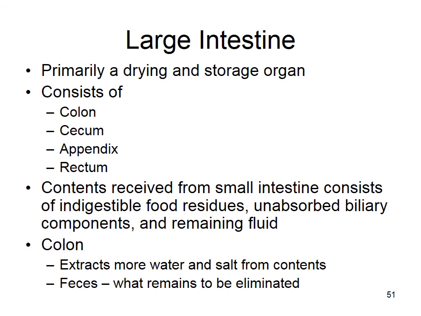Okay, so the last organ of the GI tract we're going to talk about, we're going to go back to the tube and talk about the large intestine. Your large intestine is primarily a drying and storage organ. Okay, and it consists of your colon, your cecum, your appendix, and your rectum. Okay? It's getting anything from the small intestine that wasn't digested and absorbed.